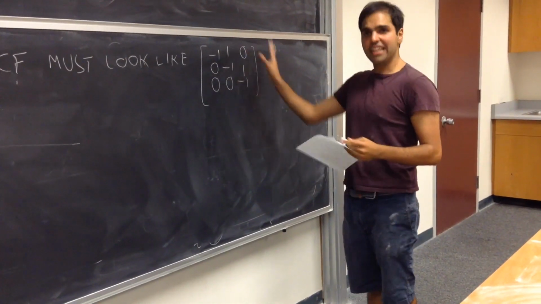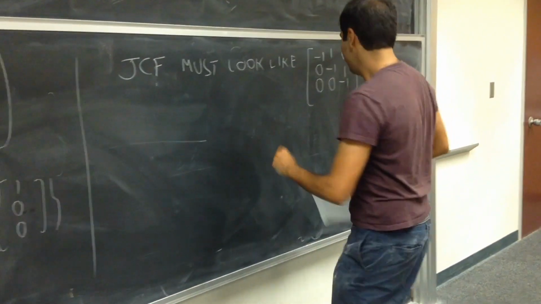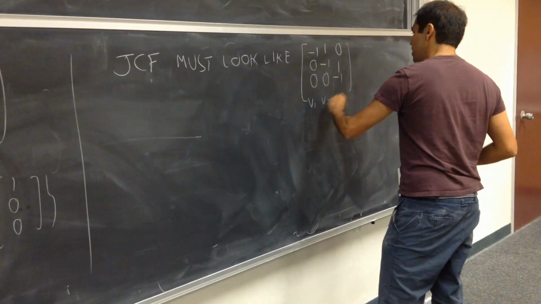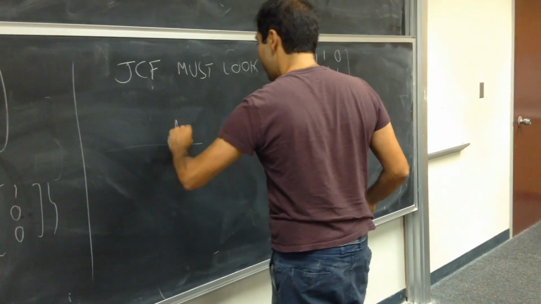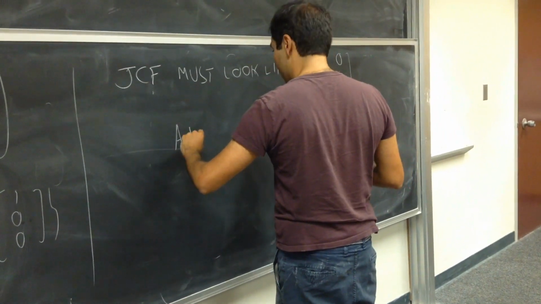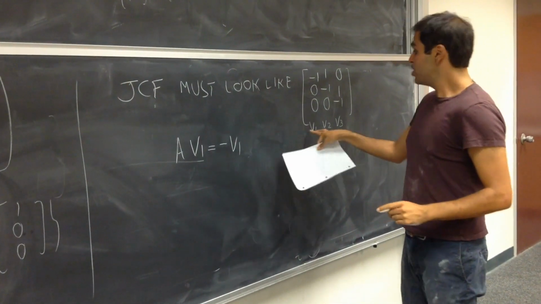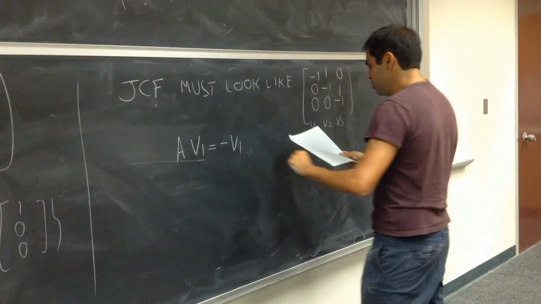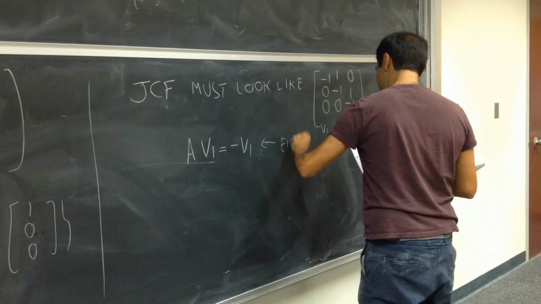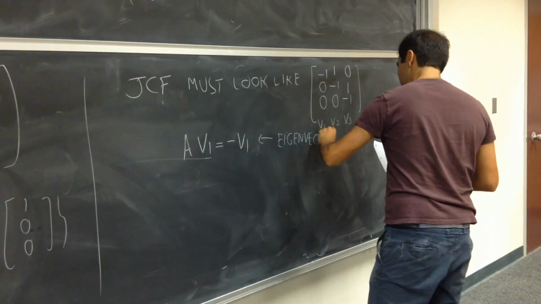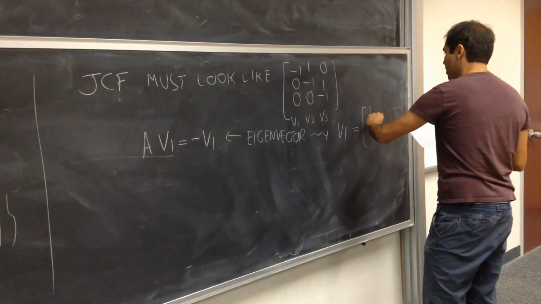Okay. What does that mean in terms of what we're trying to solve? Technically, if we let v1, v2, and v3 be the three vectors, it tells us already that A v1 equals minus v1, which already tells us that v1 has to be an eigenvector. Which means that you have to pick v1 to be 1, 0, 0.